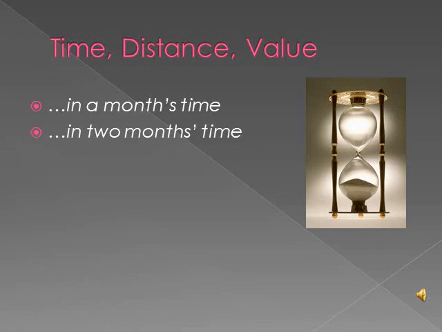We also use an apostrophe when we talk about time, distance, and value, such as in a month's time. Month apostrophe S. We're talking about one month, so it's month apostrophe S. In two months' time, when it's more than one, we have to pluralize our month first, so months, and then put our apostrophe at the end.